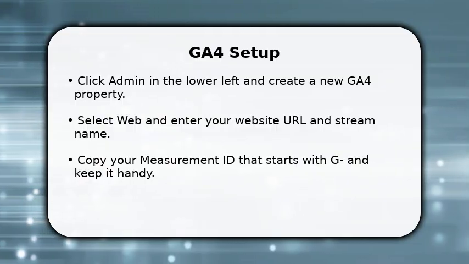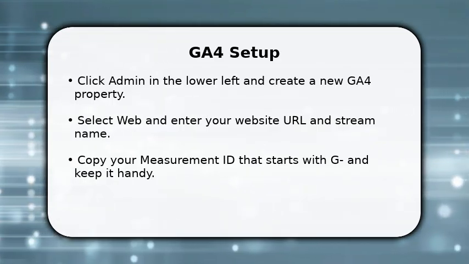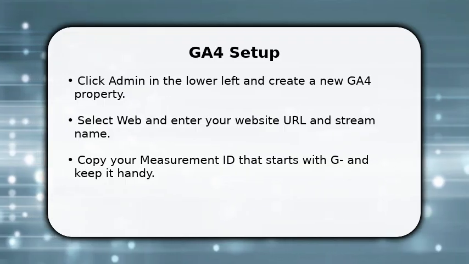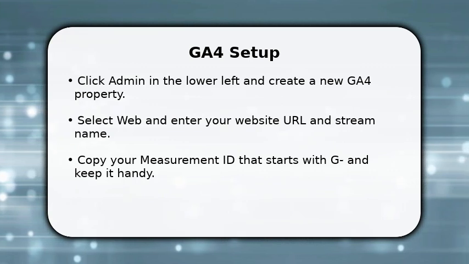Select Web and enter your website URL and stream name. Copy your measurement ID that starts with G and keep it handy. Install the G tag, JS snippet, or use Google Tag Manager to implement it.